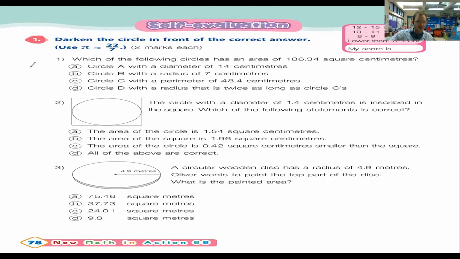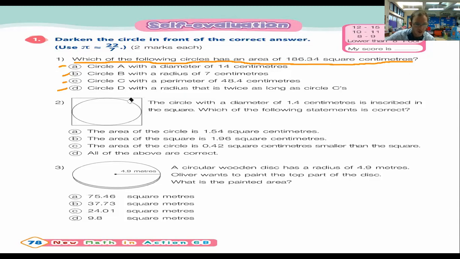So for this one, the basic thing we've got to do is calculate the area of a circle. So we can calculate each one of these and see which one gives us the correct answer and adds up to 186.34. Okay. So that's by trial and error. We can do that. Calculate A, see what your answer is. Calculate B, calculate C, calculate D. And find the one which is the correct answer.